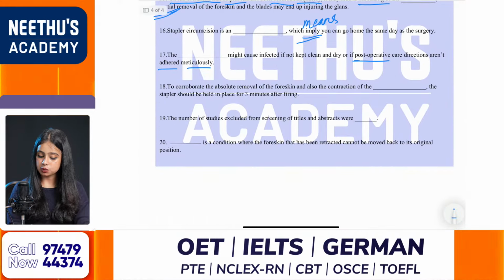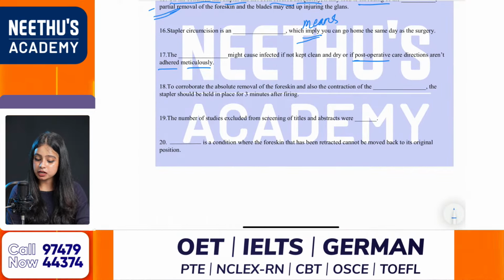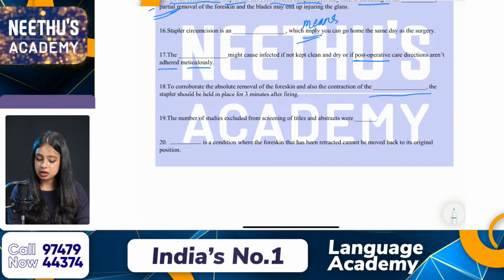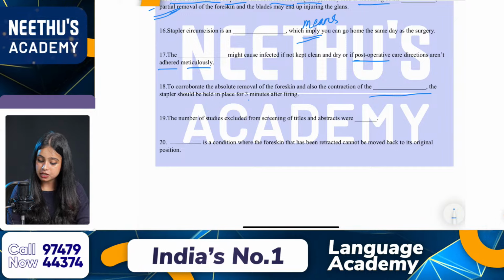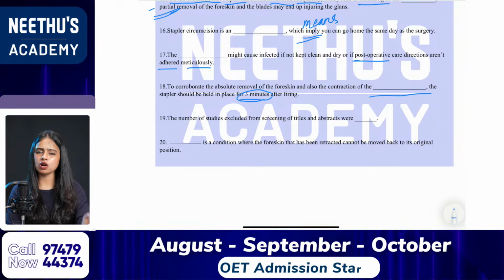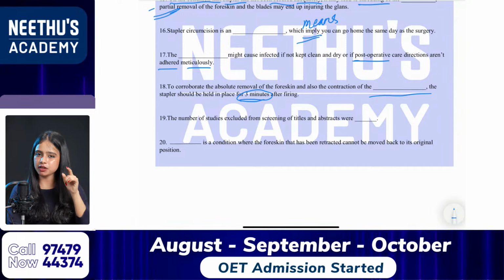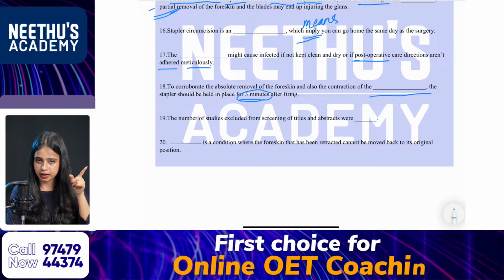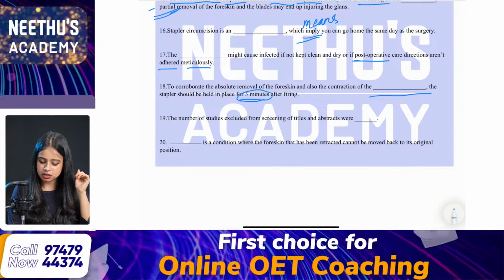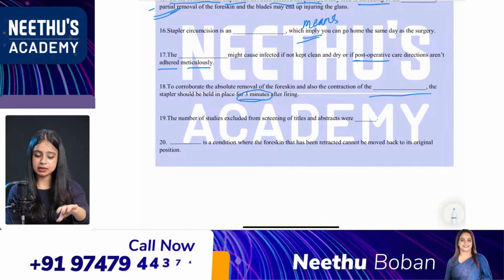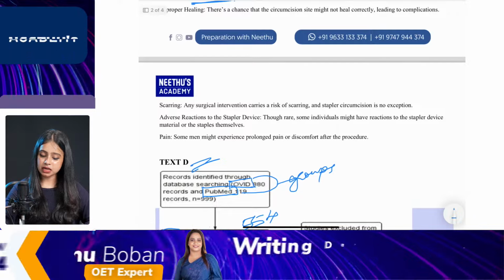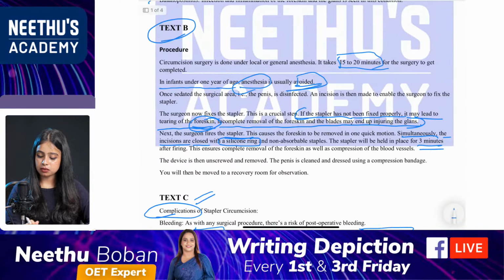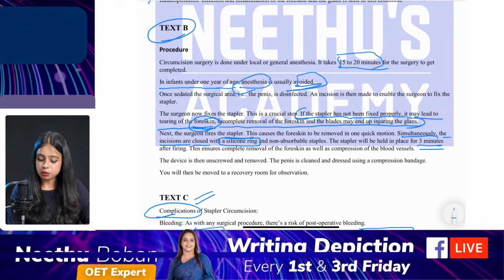Then 18th one. To corroborate the absolute removal of the foreskin and also the contraction of the dash, the stapler should be held in place for 3 minutes after firing. Already we have seen that particular word, right? When you dealt with 1 to 7 set of questions, 3 minutes was there. So where is it mentioned? Of course, that's from text B, and we have seen that 3 minutes there. In text B. So what about the answer?